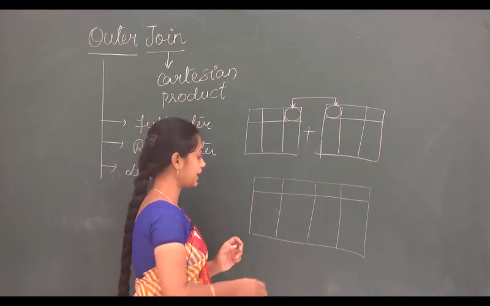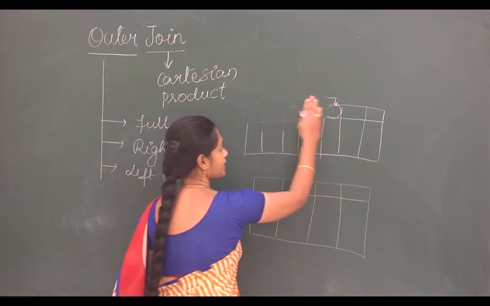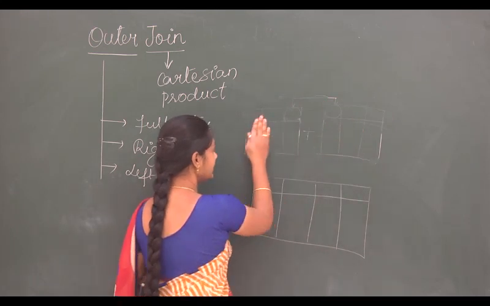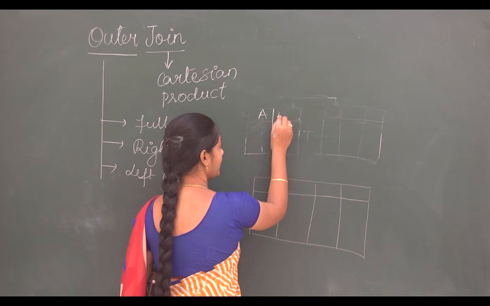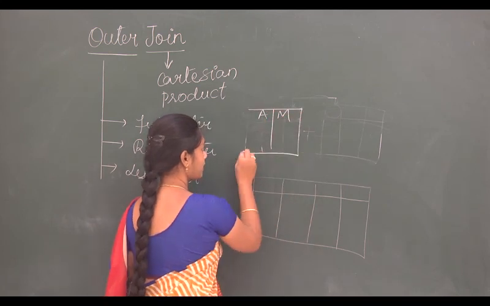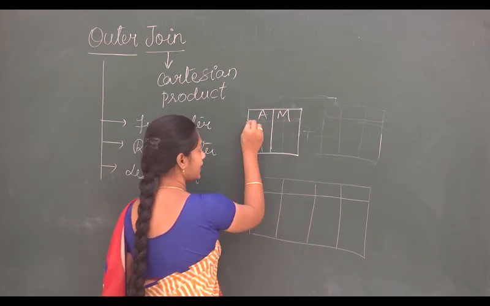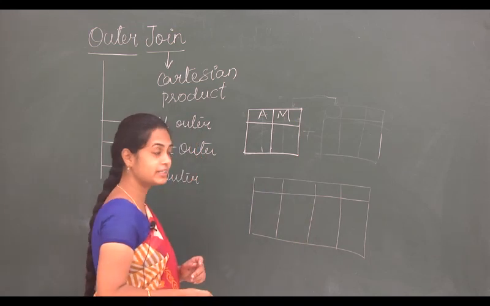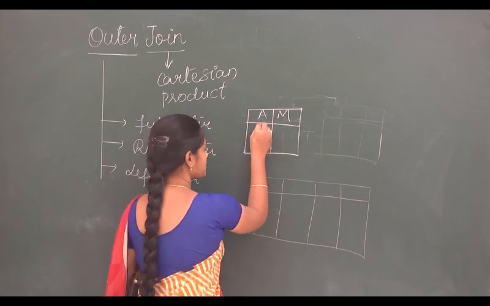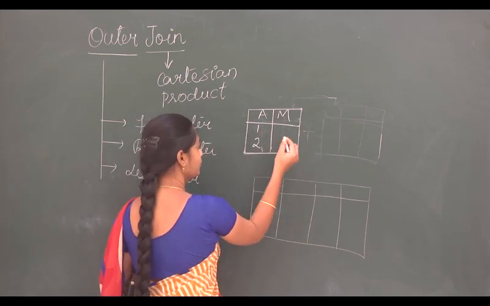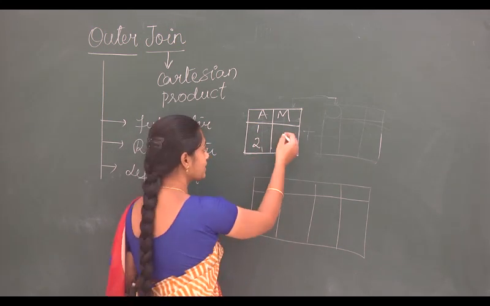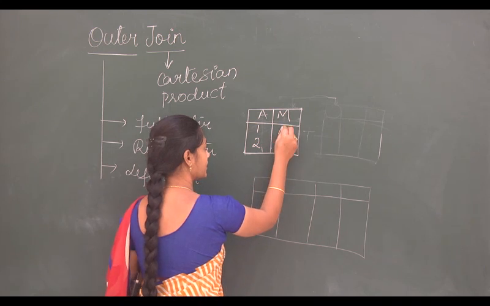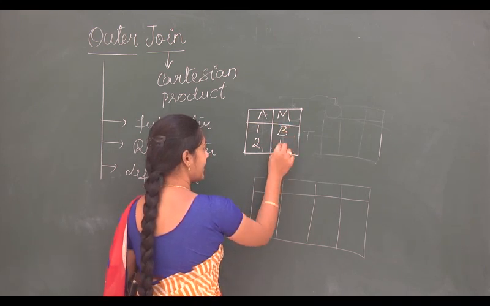We will take a small example here. Let us take that in table A, I have two attributes A and M. Let me fill the details in the table. I have 1 and 2, some example figures I am giving in the table, and I will give this as B and P.